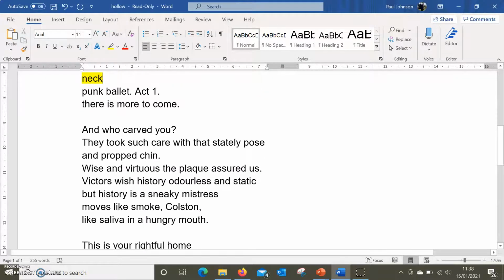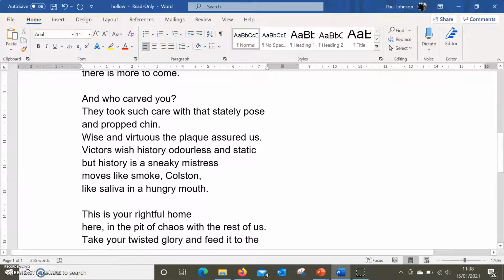They took such care with that stately pose and propped chin. Wise and virtuous, the plaque assured us. Victors wish history odourless and static, but history is a sneaky mistress, moves like smoke, Colston, and like saliva in the hungry mouth.